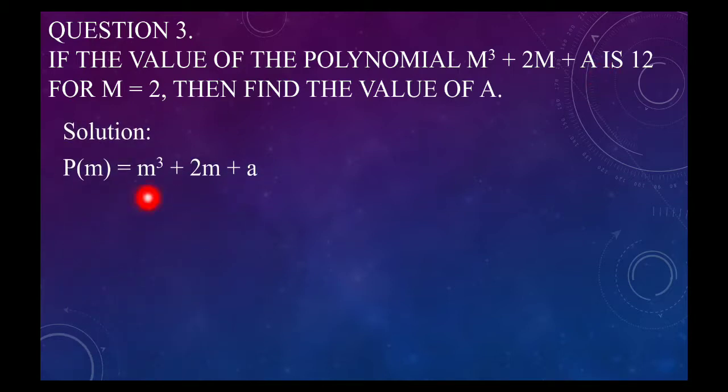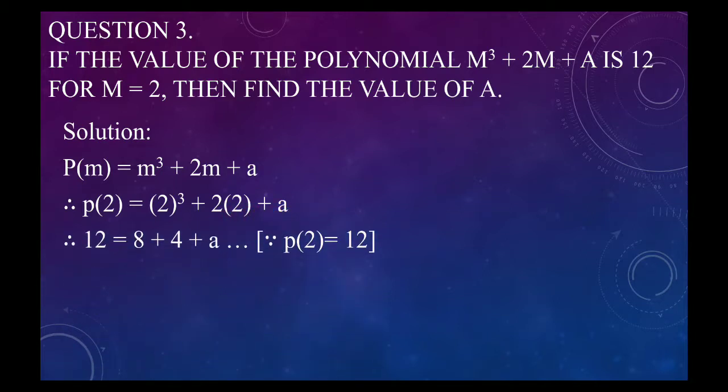So we will write p of m is equal to m cube plus 2m plus a. So m value is 2, therefore p of 2 is equal to m cube, that is 2 cube, plus 2 into m. M is 2. 2 multiply 2, plus a. So we know that polynomial of 2 is what? The polynomial of 2 is 12. So 12 is equal to 8, 2 cube is 8, plus 4 plus a.